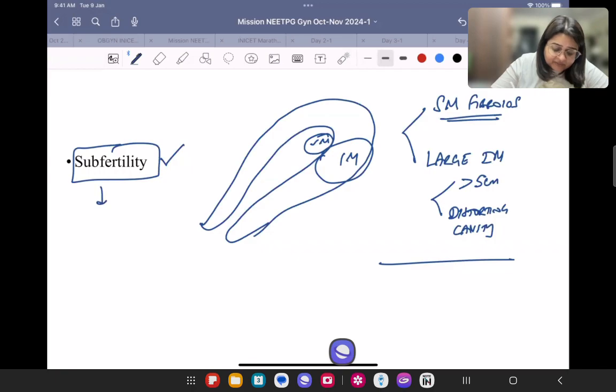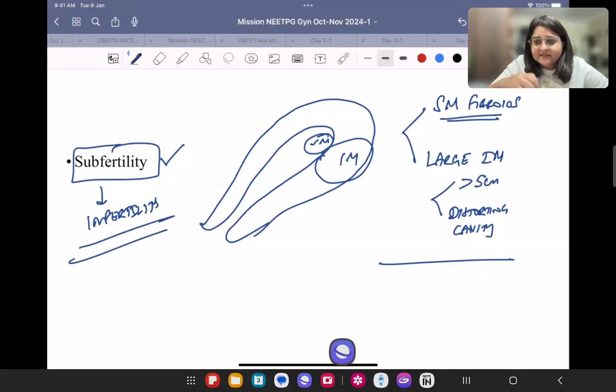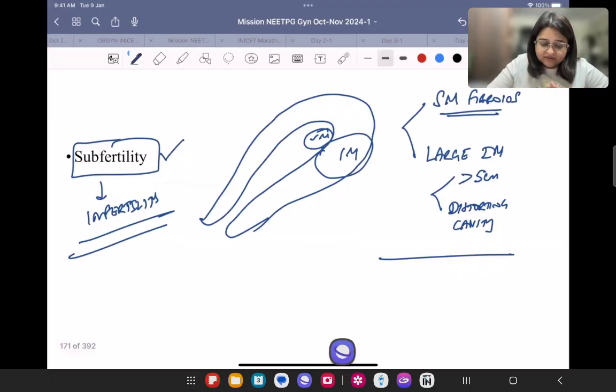Subfertility is the new name for infertility. So in older books they will write infertility, but it has a negative connotation to it. It implies that you can never become pregnant. If you tell a patient you are infertile, it means she can never be fertile. That is the meaning it gives, no? So subfertility means that all women are fertile, some are less than others. So it's a term which sounds better to the patient.